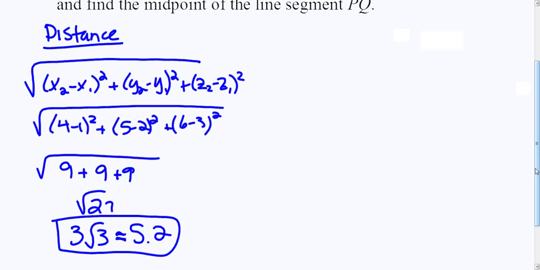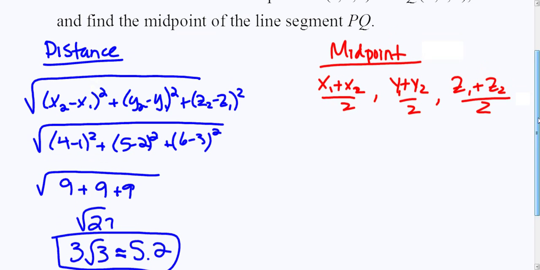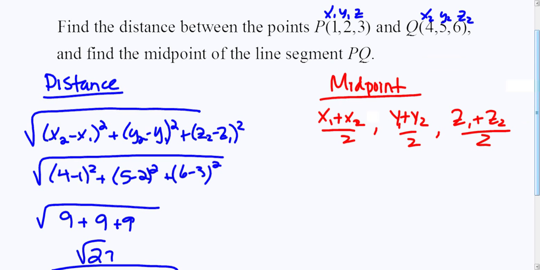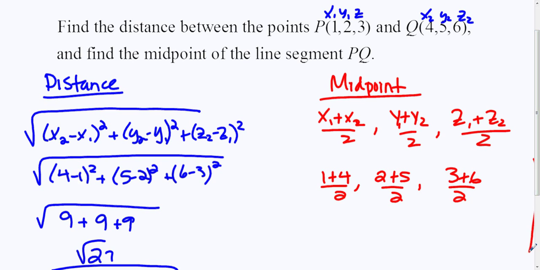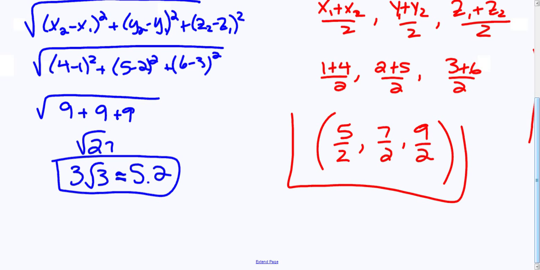All right, so then let's do really quickly the midpoint formula. Okay, midpoint formula: average of the x's, average of the y's, average of the z's. Okay, so when we do that, it'll look like this: 1 plus 4 divided by 2, 2 plus 5 divided by 2, and 3 plus 6 divided by 2. Okay, so that becomes 5 halves, and 7 halves, and 9 halves. Okay, or if you want it as 2.5, 3.5, 4.5, that's fine too. But this is your midpoint.